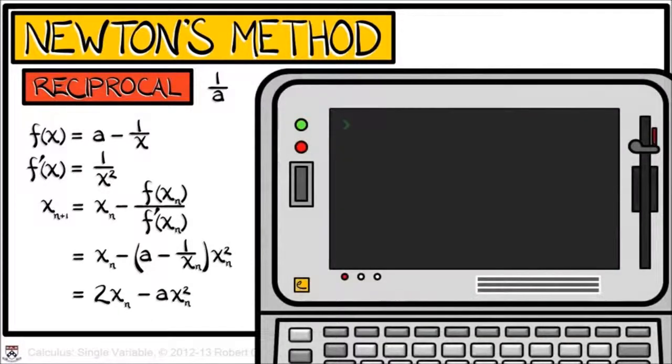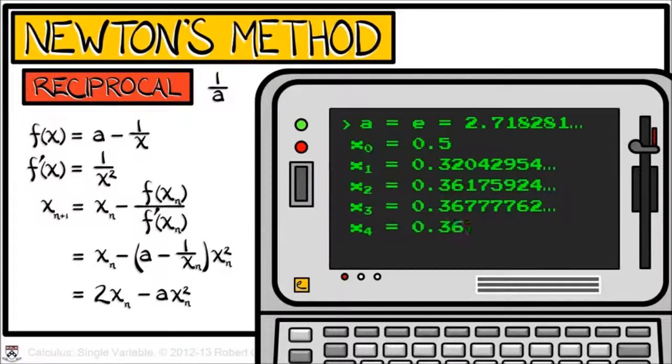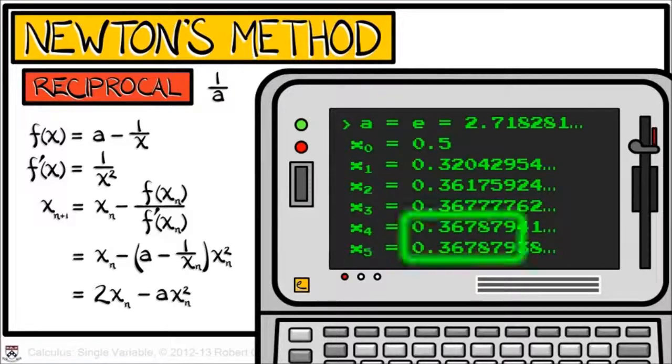So let's fire up the computer and see if we can't solve this for a value of a equal to e, 2.71828, etc. We'll make an initial guess of x naught equals 1/2, and then we'll start computing using Newton's update law that we have derived. And what we see is that after a few short steps, just 4 steps, seems to be giving us 6 digits of accuracy. That's pretty good convergence.